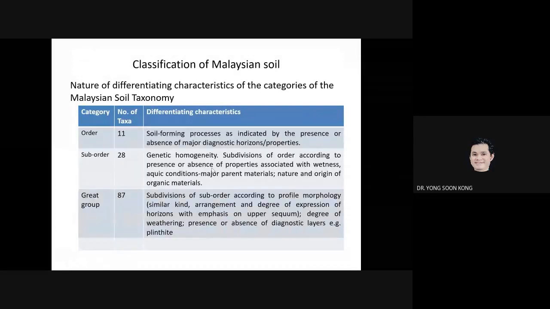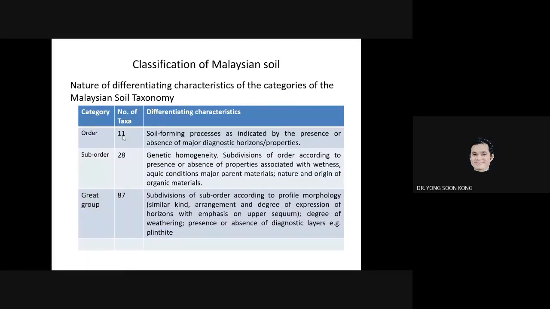Before we move on, just to show you how many orders, suborders, and grade groups there are with regards to Malaysian soil. Earlier I told you 12. The reason I said 12 is because in the world there are 12, but in Malaysia there's only 11, because Malaysia does not have winter. Number 12 refers to soil that is frozen. Malaysia is not up to that part.